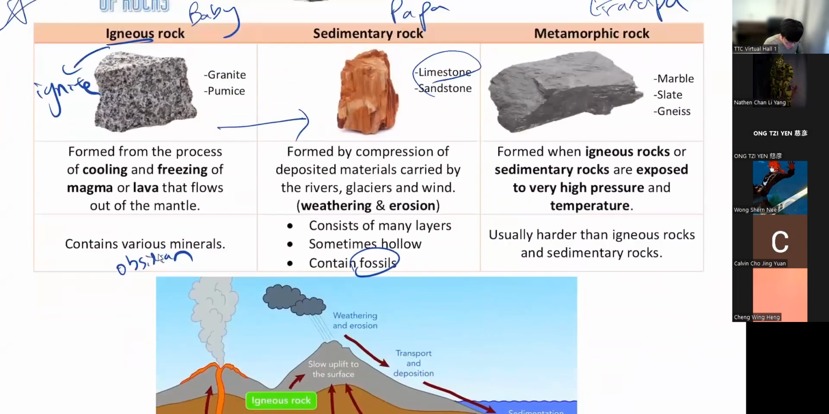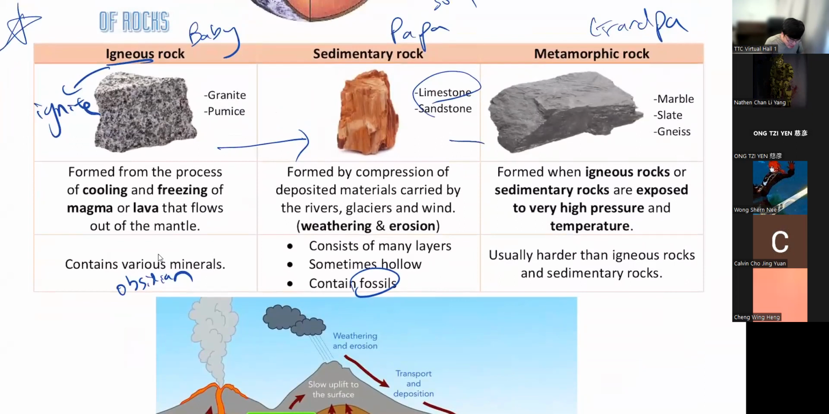And the next one, they will become metamorphic. This is grandpa rock. The thing is very expensive.